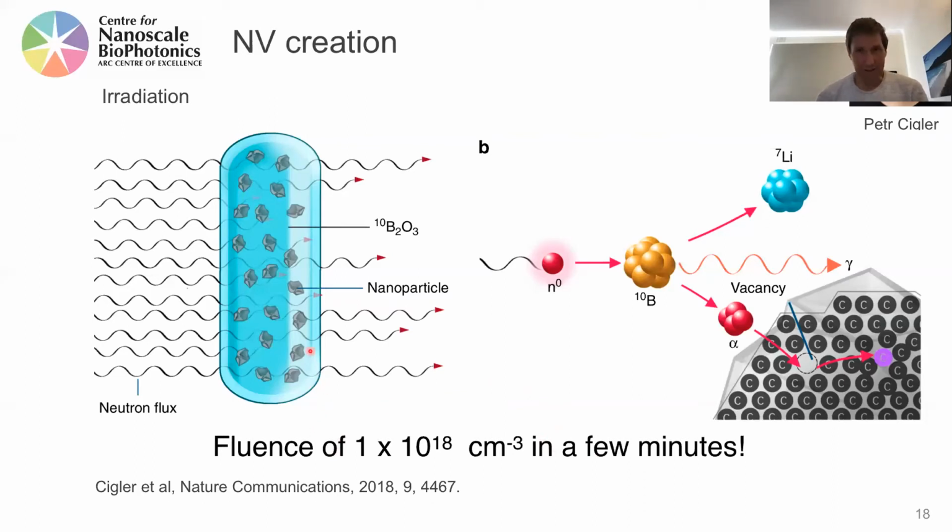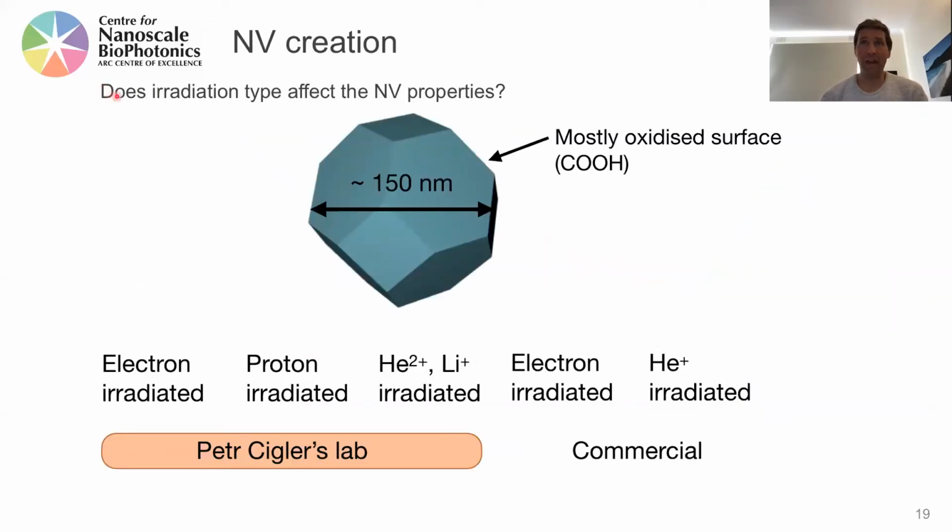But because there are so many different techniques that you can use to create vacancies, we wanted to look a little bit more closely at whether or not the irradiation type affects the NV properties in larger nanodiamond particles. We know, for example, that the surface plays an important role. So we decided here to look at larger particles with a mostly oxidized surface containing many carboxylic acid groups. And we used many different types of particles that are available, some from Peter's lab, some from Olga and Adamas Nano. So these are from Adamas. This is FND Biotech. And basically we tried to investigate these samples systematically, in particular looking at individual particle properties as well.